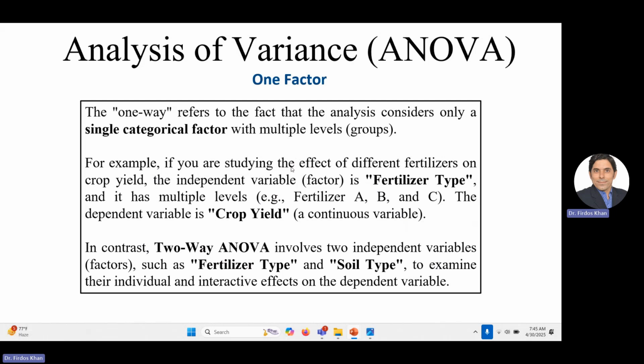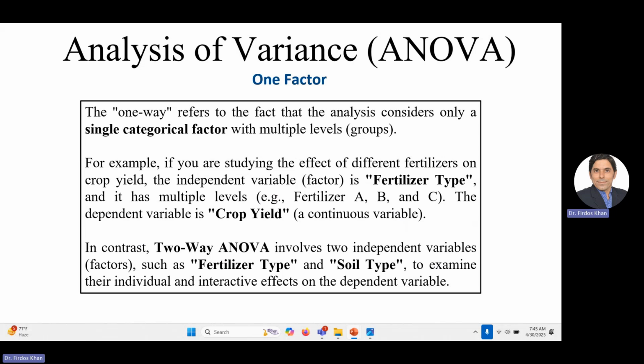For example, if you are studying the effect of different fertilizers on a crop field, the independent variable, the factor, is fertilizer type, and it has multiple levels, e.g. fertilizer A, B, and C. The dependent variable is crop yield, a continuous variable. So this is one of the best examples.